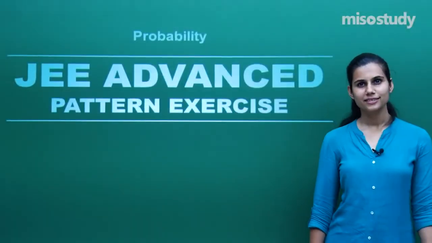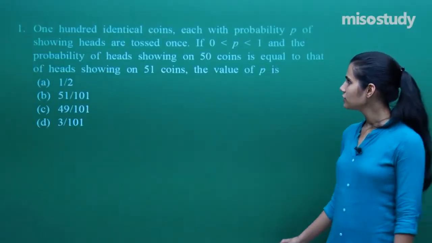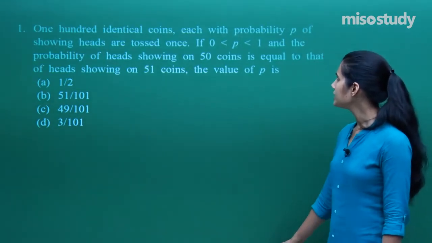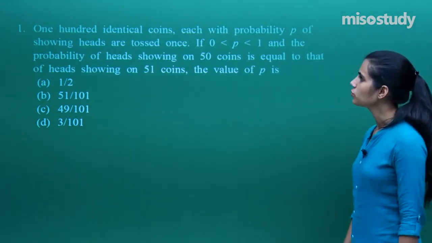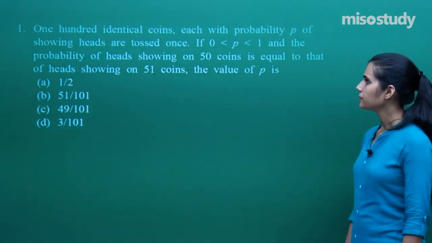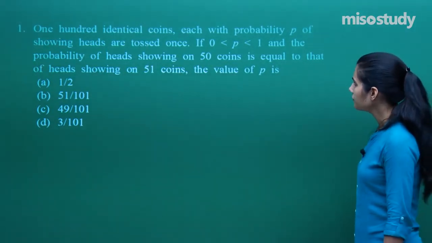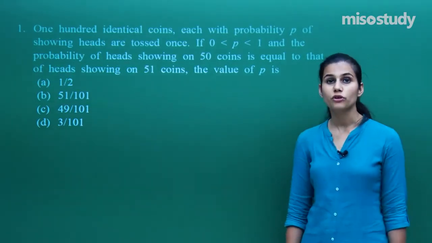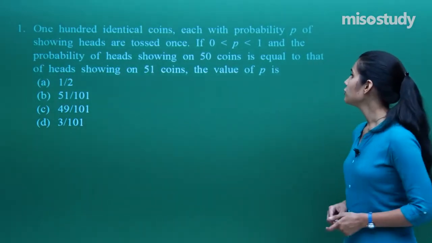Okay guys, let's begin the discussion over the questions. First question is that there are 100 identical coins, each with probability small p of showing heads. They are tossed once. If p is lying between 0 and 1 and the probability of heads showing up on 50 coins is equal to that of heads showing on 51 coins, then the value of p is what?